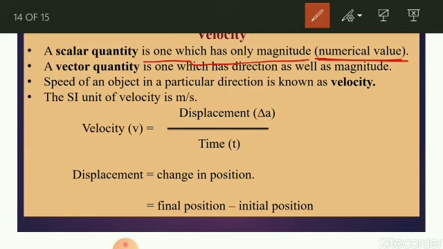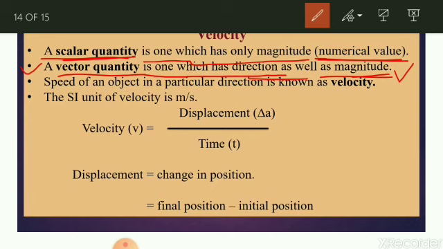So if any quantity tells us only the numerical value of that quantity, not the direction, that type of quantity is called scalar quantity. Whereas the vector quantity tells us the direction as well as the magnitude. Means if any quantity tells us the numerical value of that quantity as well as the direction of that quantity, then that type of quantity is called vector quantity.